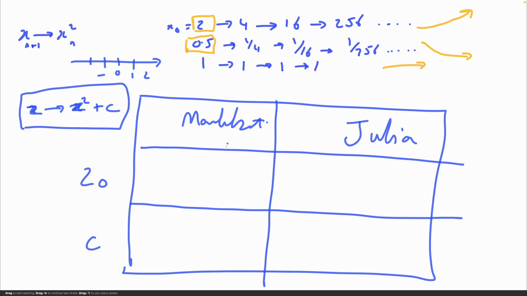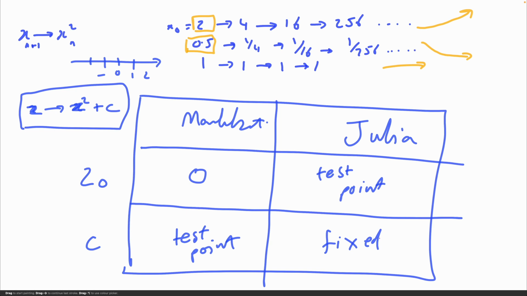So for the Mandelbrot set, z0 starts at 0 and c is a point that's being tested. So that's the point on the plane that we're testing, and that's just what we've illustrated just now. With the Julia sets, we have z0 being the point that we're testing, and c is fixed. So we just choose a c, and that is the c for that Julia set. So different c's will generate different Julia sets.